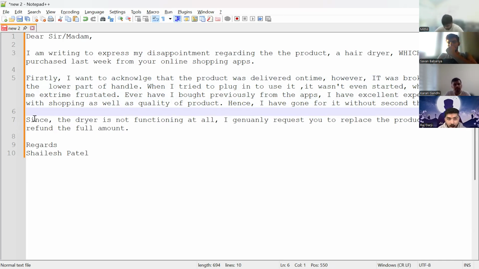Ever I have bought previously from the apps, I had excellent experience with the shopping as well as quality of the product. Hence, I have gone through for it without second thought. Since the dryer is not functioning at all, I genuinely request you to replace the product or refund the full amount.